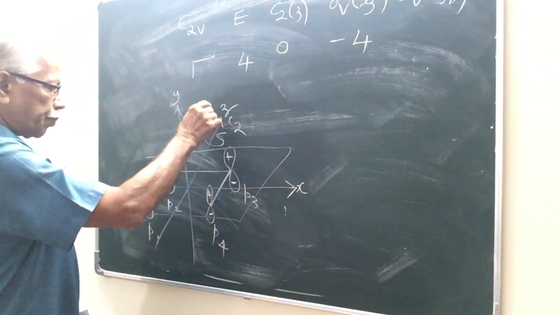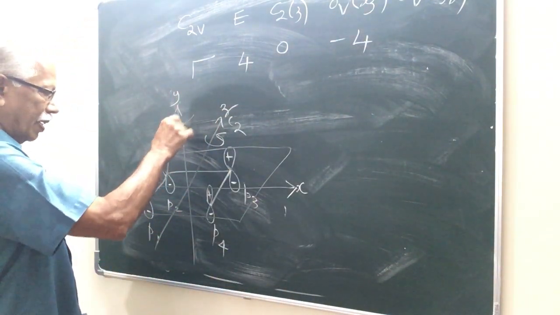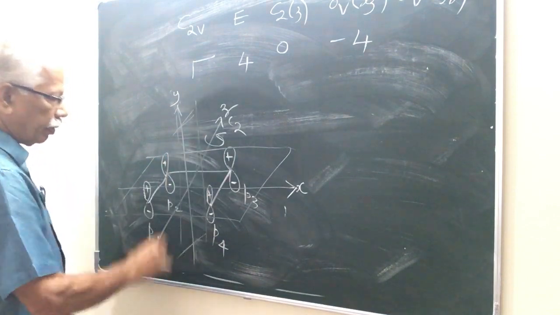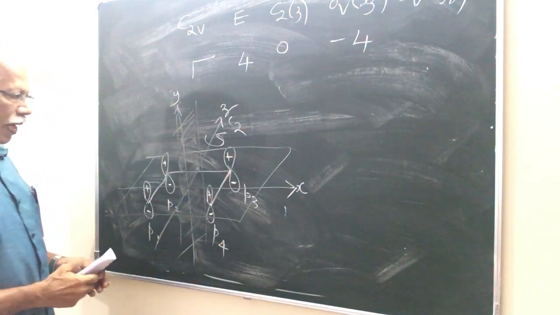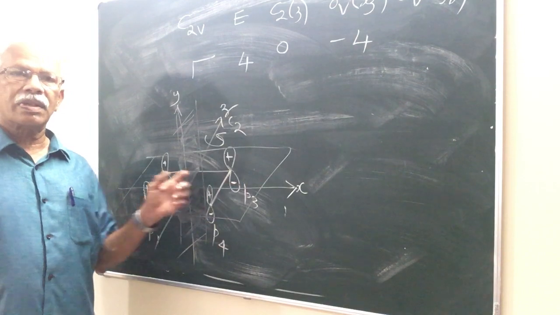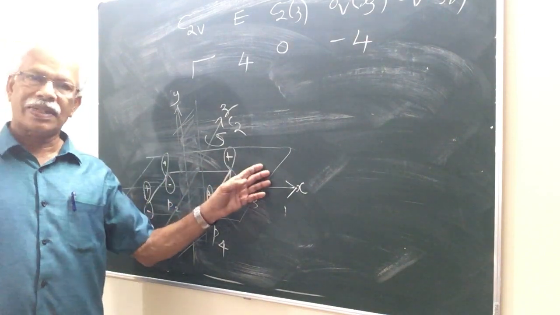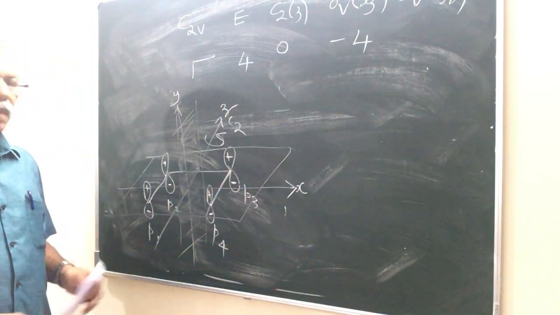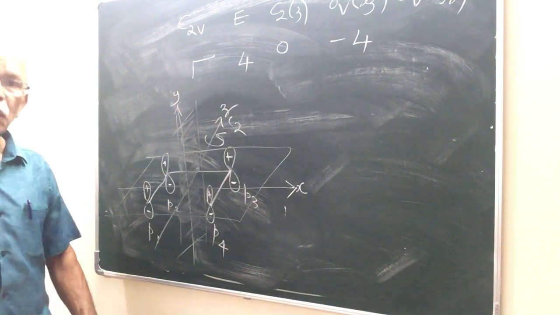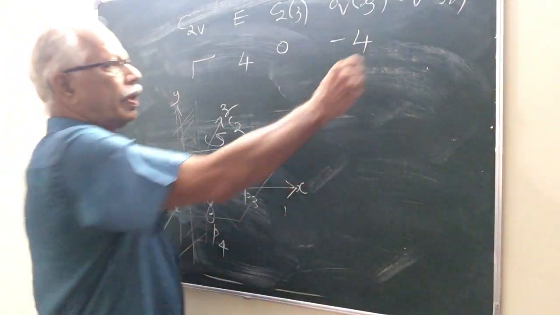Whereas sigma v YZ, this is the YZ plane. By reflection, the p orbitals get shifted from the left side to right side and the right side to left side. Because of complete shifting, their contribution to character is 0. It will be 0.